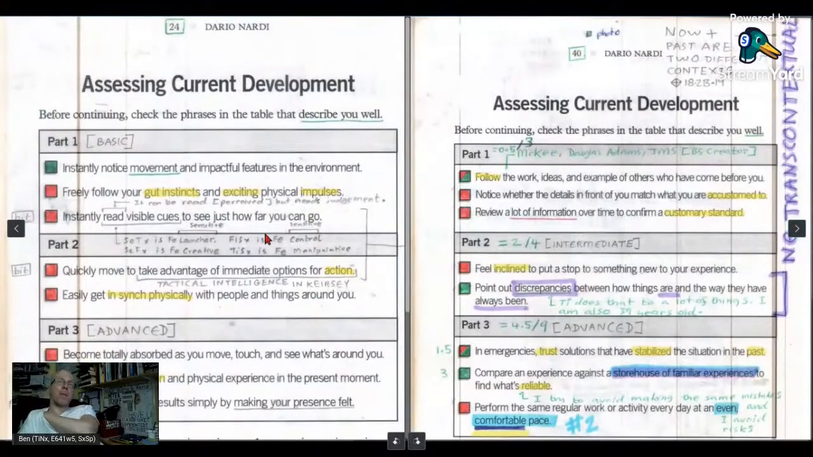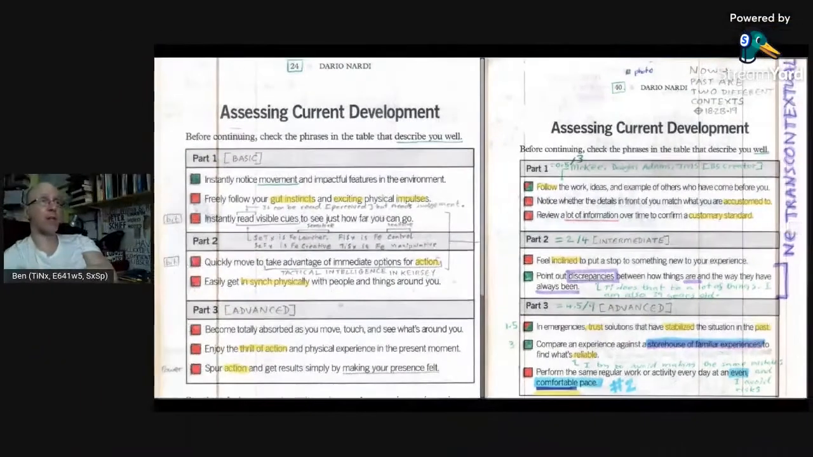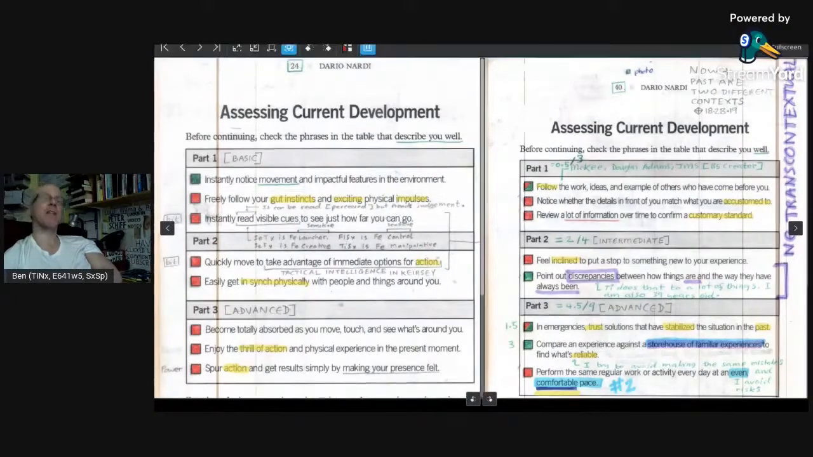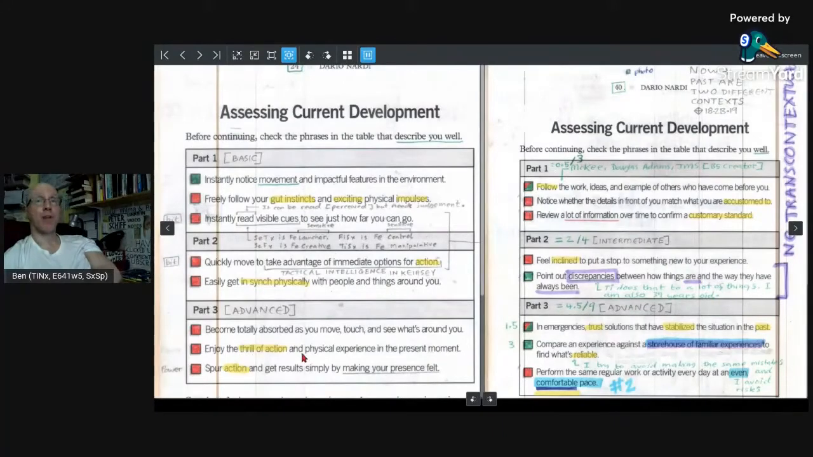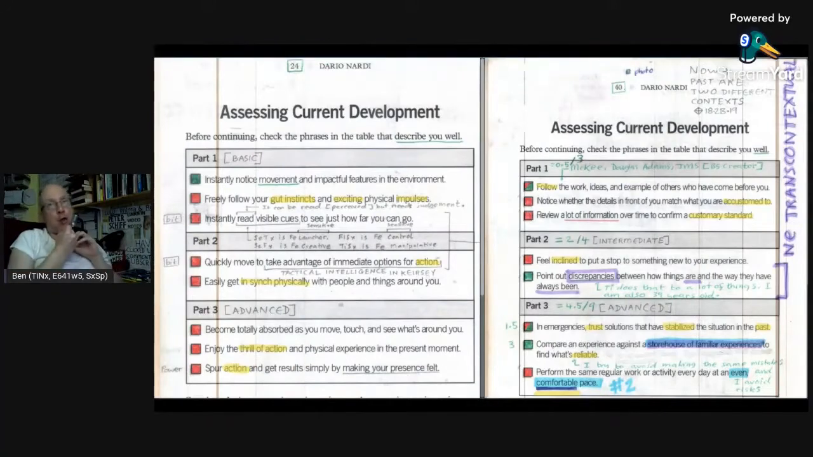First of all, as Melinda Behrens once said in the video, sensing is more than the 5 senses. So if you see here, this is not just sensing. Look at this: instincts, exciting, impulses, action. We are on SE, so this is relevant. Thrill of action, spur action, follow exciting physical impulses.